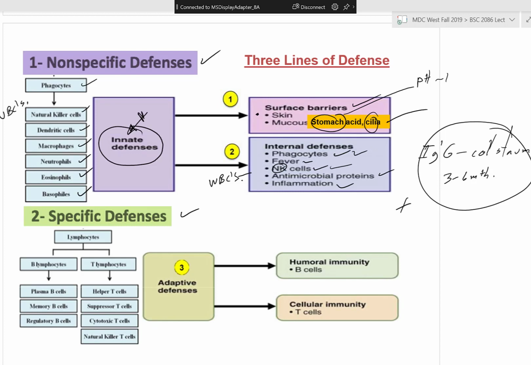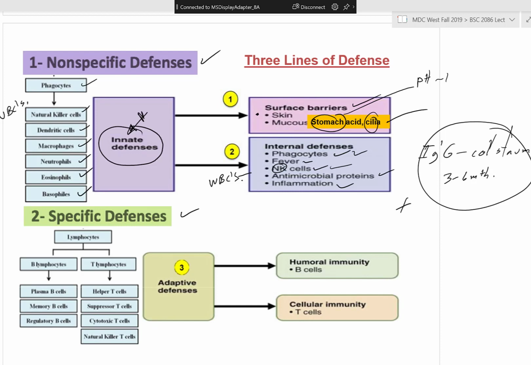So, is that specific? No, it's not specific. You're born with that. The surface, plus whatever's in your blood, or your white blood cells. Now, the specific defenses means what? That your body creates some structure, some molecular structure, a protein, to bind to a specific what? Antigen.